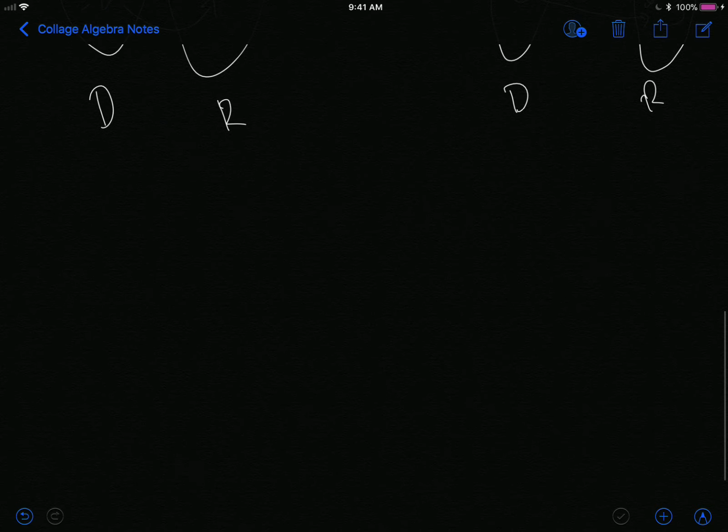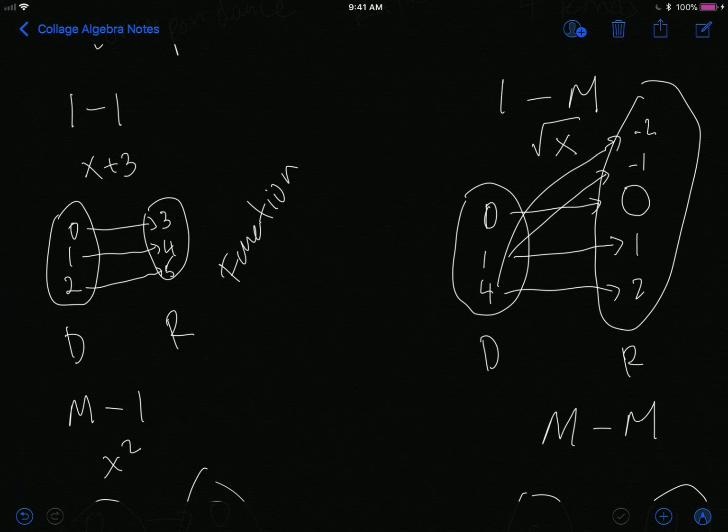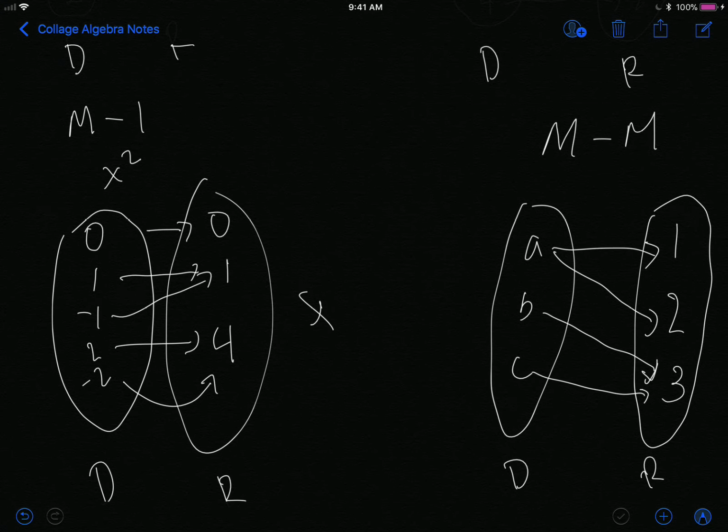A function is a correspondence where every element in the domain is mapped onto one and only one element in the range. When you have that happening, you have a function. The simplest way to think about it is that when you plug in a number, you only get one answer. And therefore, that leaves us with only two possibilities. Your one-to-one correspondence and your many-to-one correspondence are your only two functions. So this one right here is a function. And this one right here is a function.